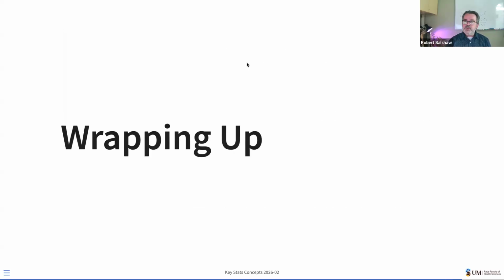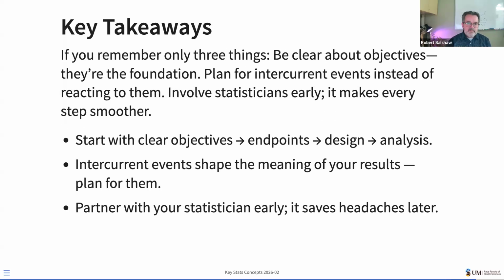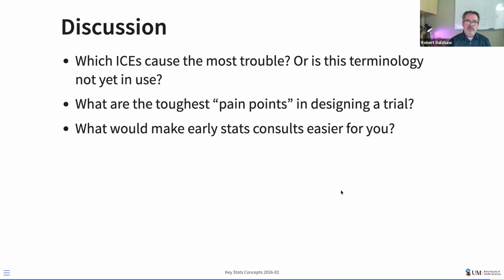All right, just to wrap up then, start with the objectives. They will tell you about the endpoints and the design, and from those, the analysis is essentially already determined. Consider the role of intercurrent events in how they're going to shape the meaning of your results and plan for them, and partner with a statistician early to save headaches later on.